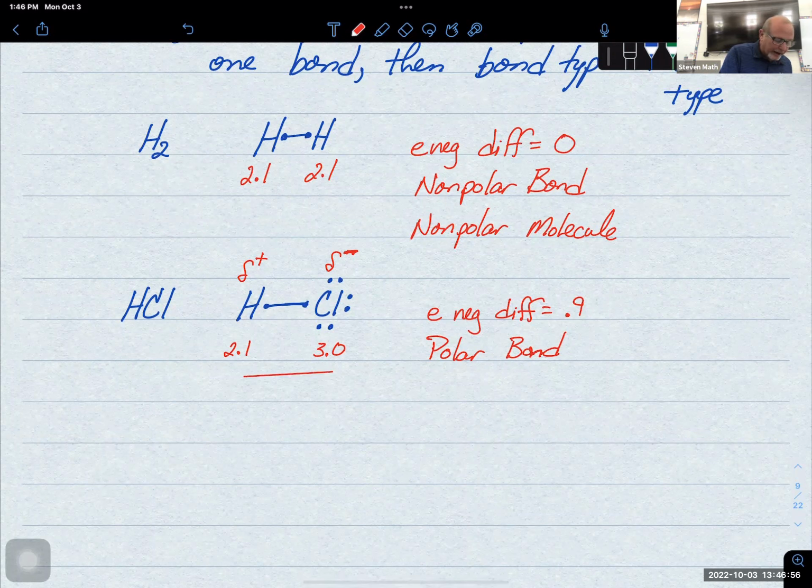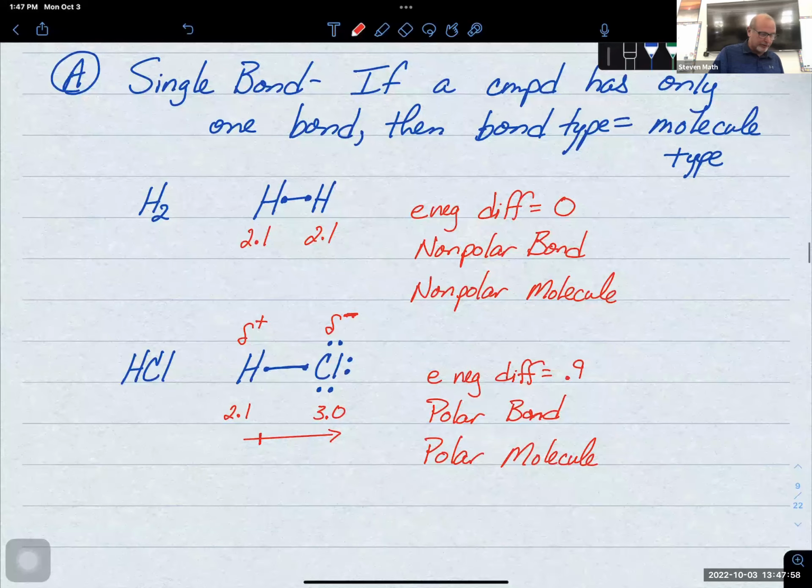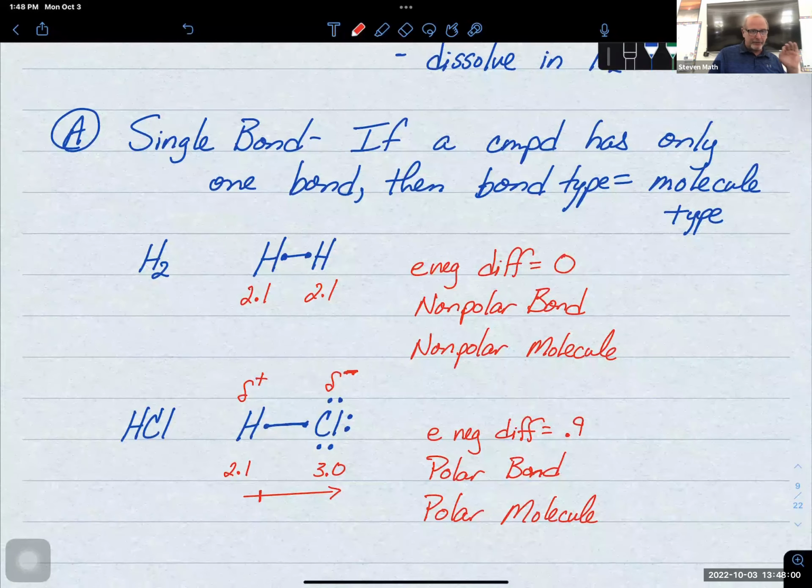So what we have now is also a polar molecule. This will dissolve readily in water. This will react with electricity. It'll conduct a current. It'll do all sorts of things. So that's our single bond scenario. And that's a good one. That's just scenario A. If the compound has only one bond, then the bond type and the molecule type are the same. The next two get a little more complicated for us here.